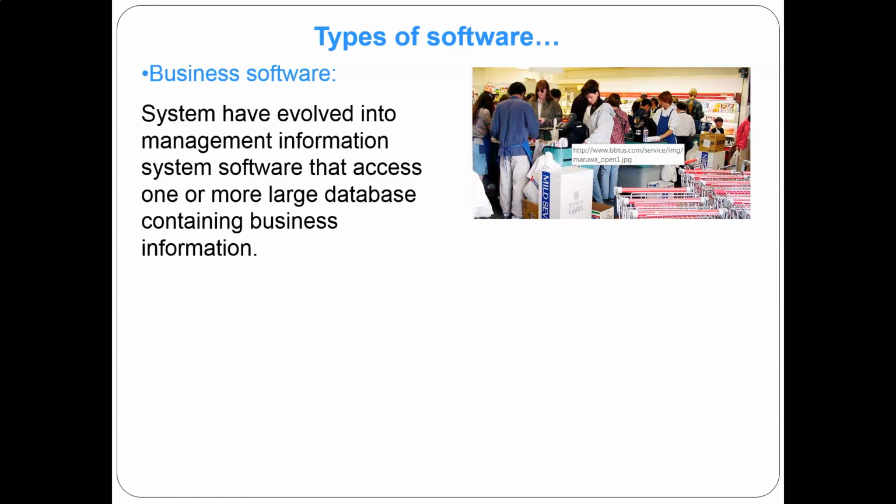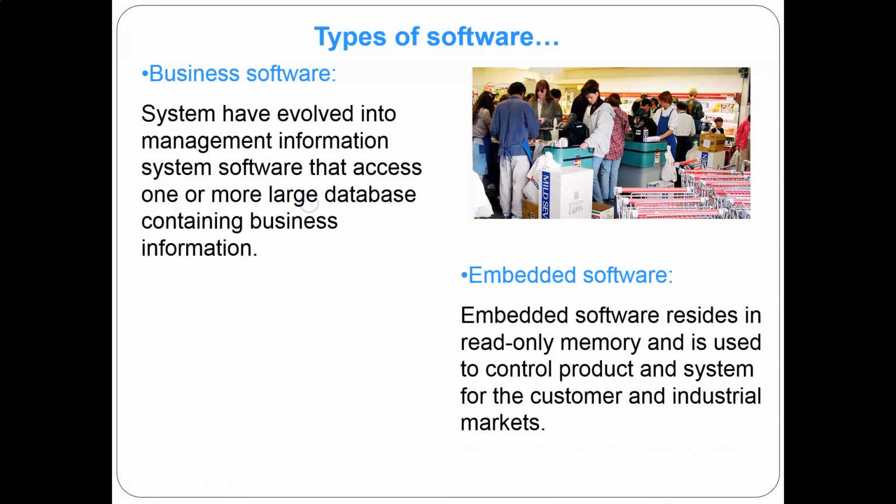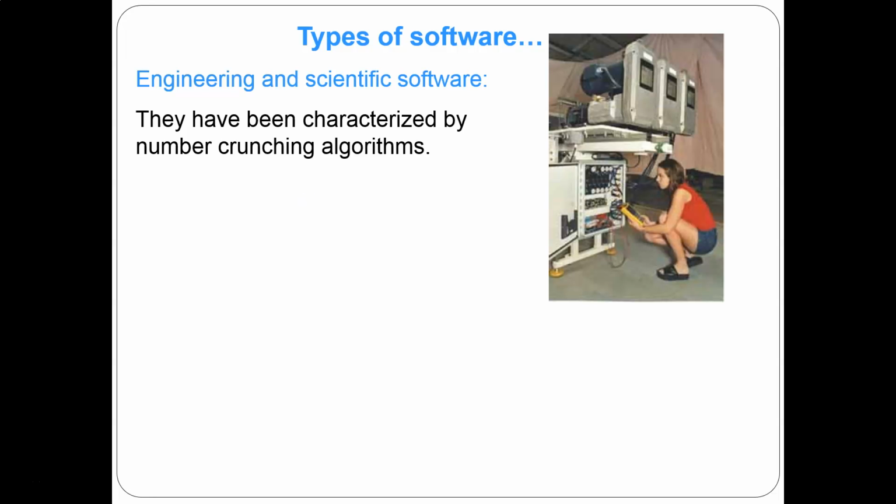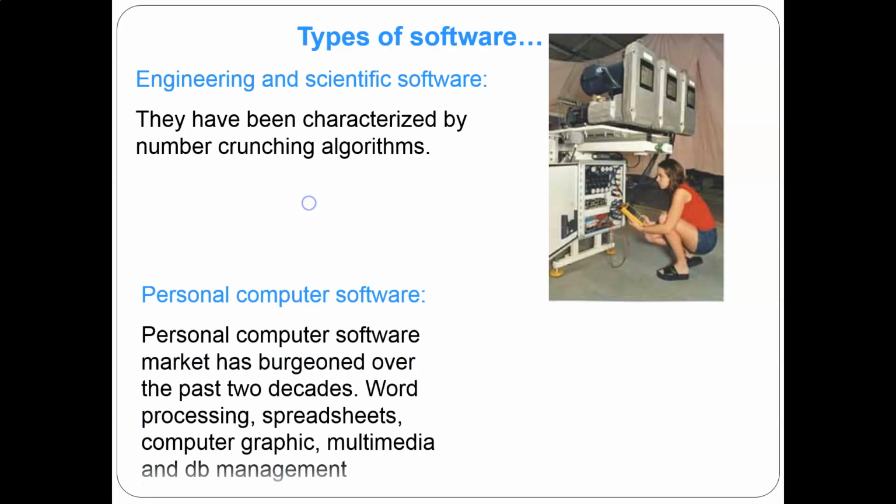What is business software? Systems have evolved into management information system software that accesses one or more large databases containing business information. That's the business software. Then what is embedded software? Embedded software resides in read-only memory and is used to control products and systems for the consumer and industrial markets. That's the embedded software. Example: a washing machine. Engineering and scientific software is categorized by using algorithms to develop scientific tasks and engineering tasks.